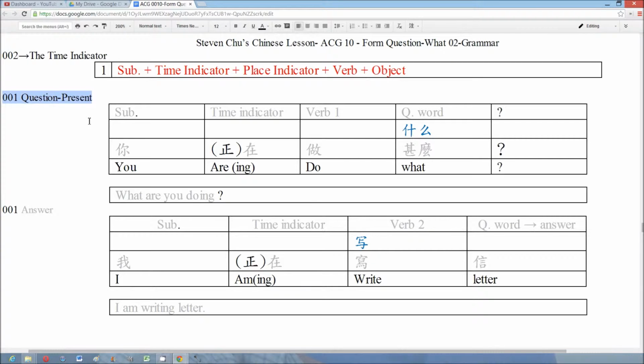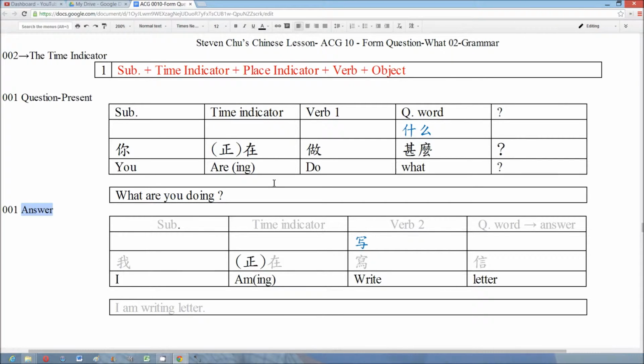We look at the example. We use this example to show the present moment. 你在, or you can say 正在做什么? What are you doing? Subject, time indicator, verb, and question word. And you can see that this sentence is formed by the basic sentence and combined with a time indicator.